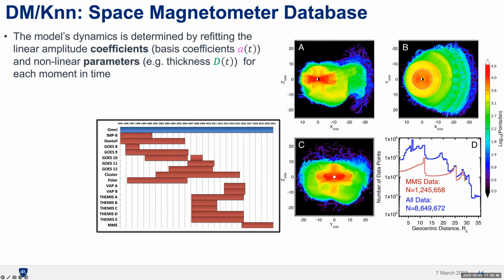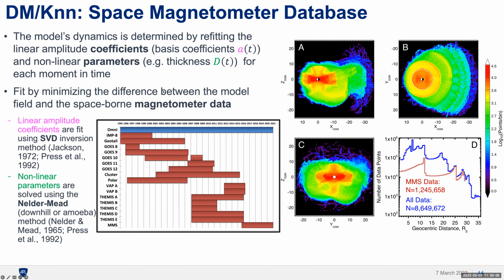So here is a summary of our current space magnetometer database. You can see this variety of histograms here, showing that we have pretty ample coverage, especially with the addition of MMS out to about 30 RE now. And it includes data from the advent of continuous solar wind monitoring in 1995 up through approximately the present. So we have IMP8 and Geotail, the geosynchronous GOES satellites, Cluster and Polar, Van Allen Probes, the 5 Themis probes, and then, like I said, we've recently added MMS.